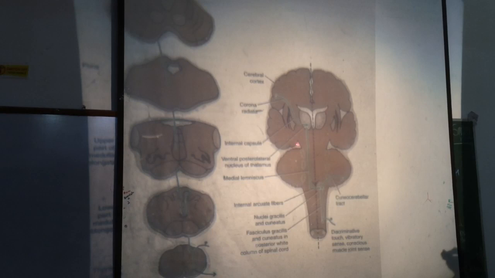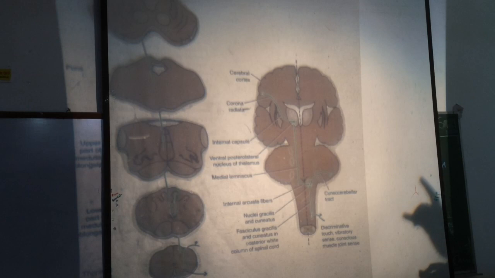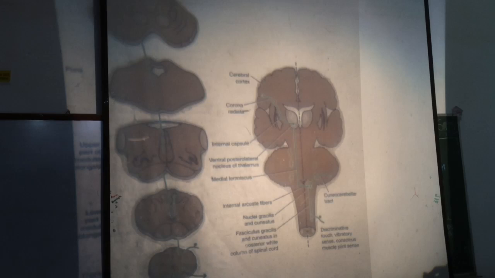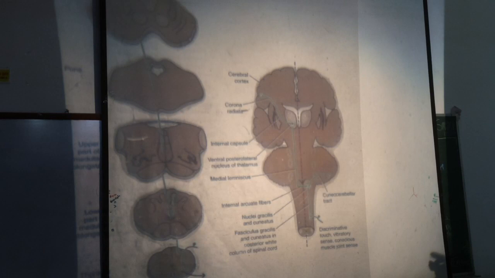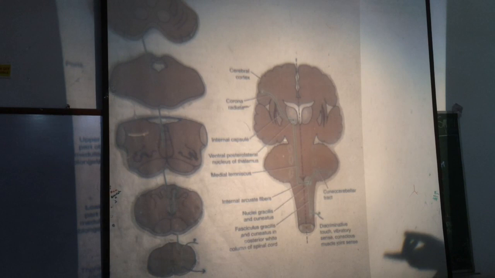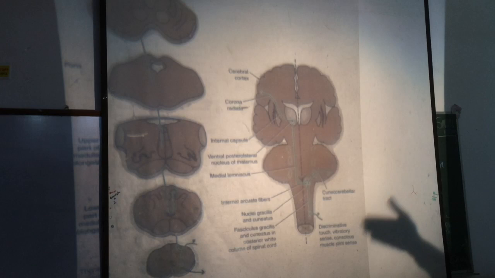The fibers coming from the trigeminal pathway synapse into the ventral posteromedial nucleus of the thalamus. So VPL, ventral posterolateral nucleus, and VPM, ventral posteromedial nucleus. VPL receives nerve fibers of the main tract. VPM receives nerve fibers from the trigeminal pathway from the head and face area.